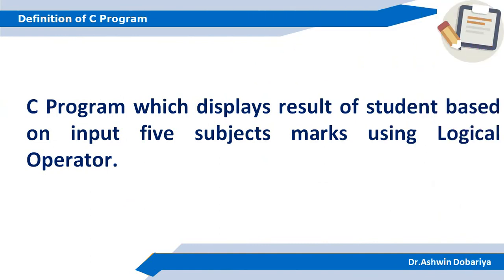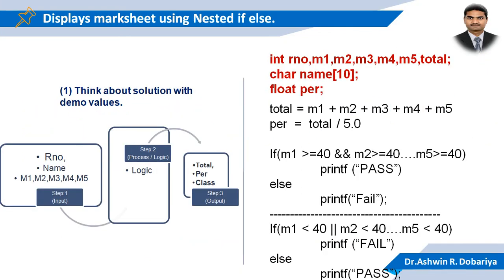So first of all, let's discuss the definition part. Here again, a C program which displays the result or marksheet of a student based on input of 5 subject marks. But here specifically we have to use the logical operator, either the AND operator or the OR operator. So first of all, let's think about the logic.